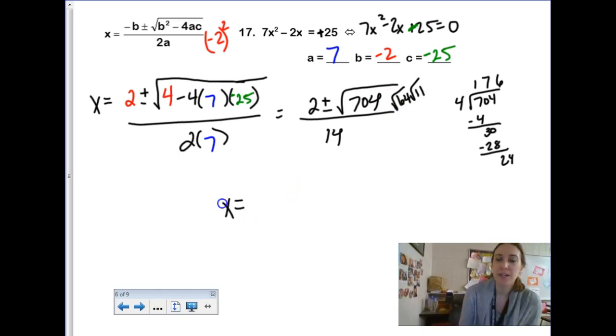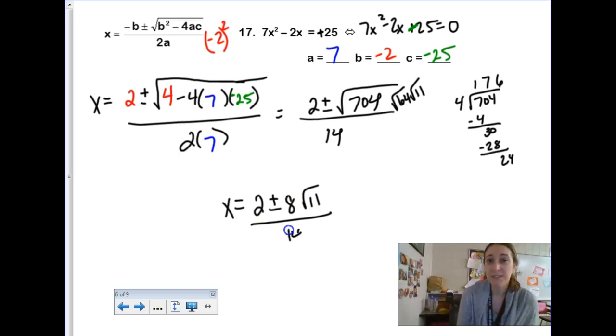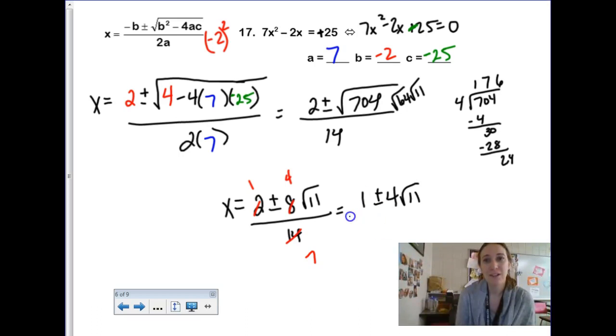So our solutions right now are 2 plus and minus, instead of square root of 64, I'll say that's an 8 times the square root of 11 all over 14. And we're still not done because look at all your coefficients. These can all be divided by a 2. So this becomes a 1, this becomes a 4, and this becomes a 7. So my solutions that I would like you to show are 1 plus and minus 4 times the square root of 11, both of those solutions being divided by 7.